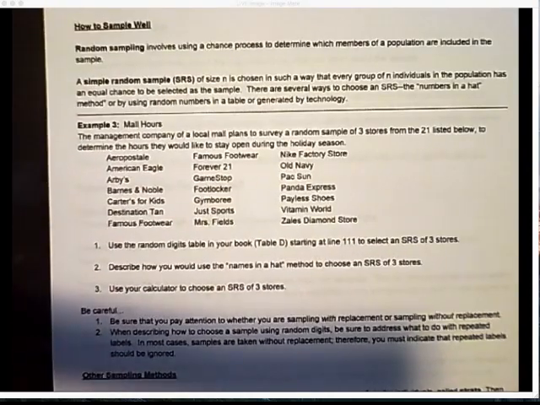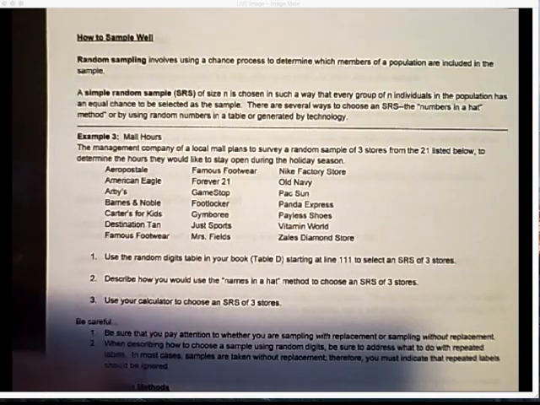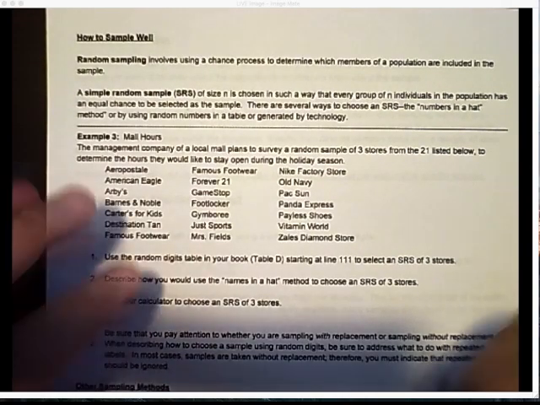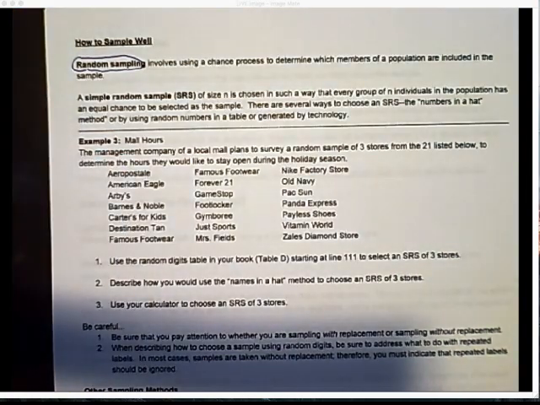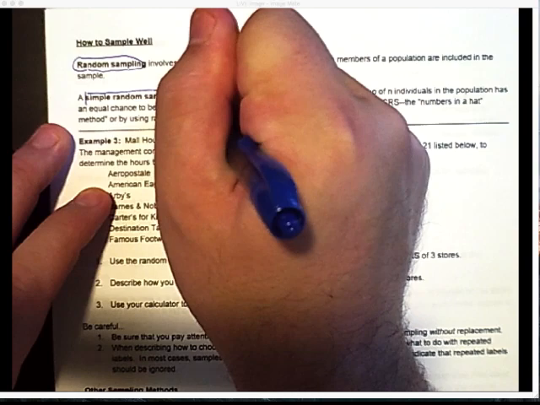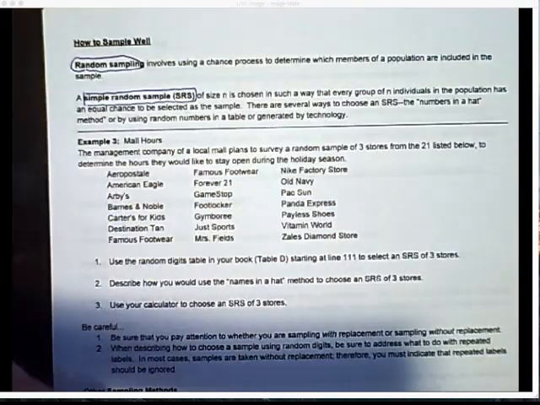So now that we've talked about sampling badly, let's talk about sampling well. One principle of sampling well involves random sampling. That involves using some sort of chance process to determine which members of a population are included in the sample. The best type of random sampling is called a simple random sample. A simple random sample of size n is chosen in such a way that every group of n individuals in the population has an equal chance to be selected as the sample.